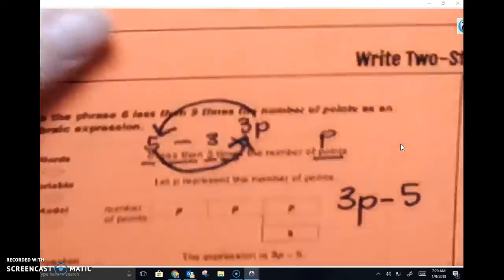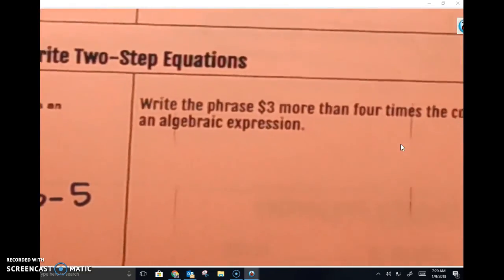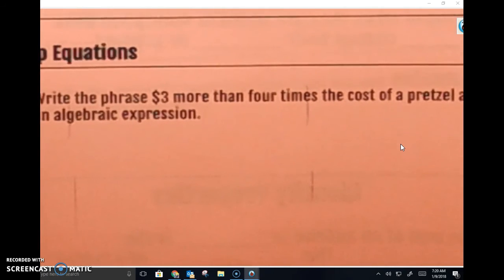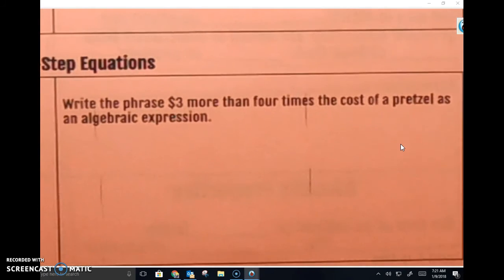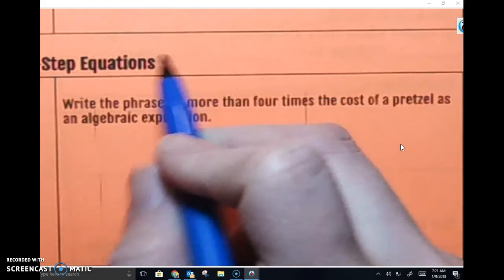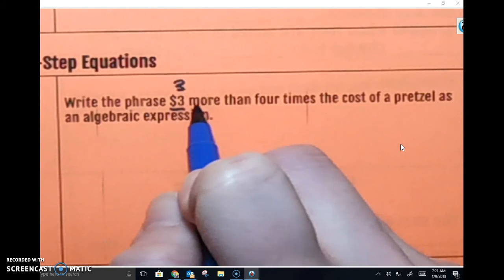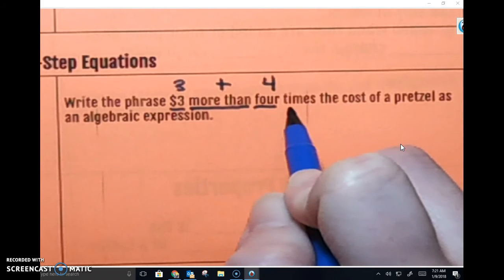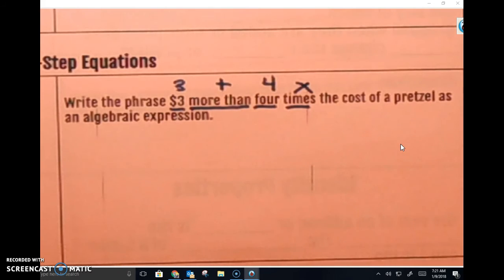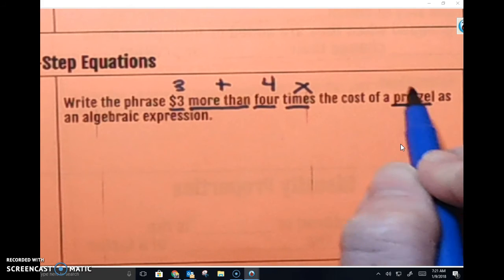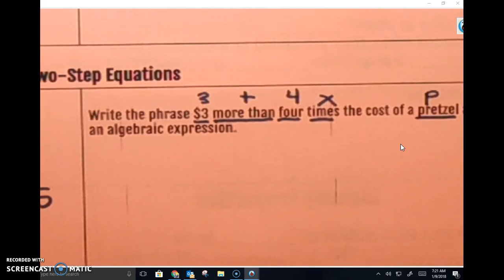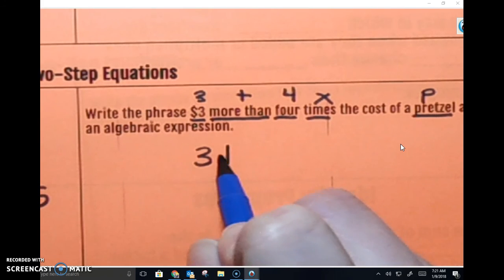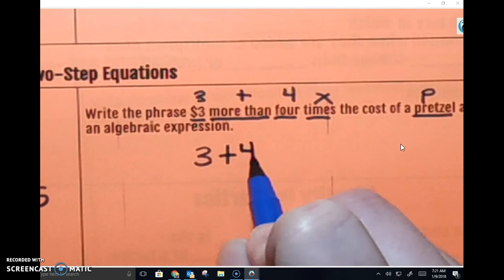Okay, let's look at our final one. It says, write the phrase, $3 more than 4 times the cost, I need to zoom out, of a pretzel as an algebraic expression. So we have 3, more than is addition, 4 means 4, times is a multiplication sign, the cost of a pretzel, and I'm going to use P. You could also use C for cost. Okay, so 3 plus 4 times P, it's just 4P.